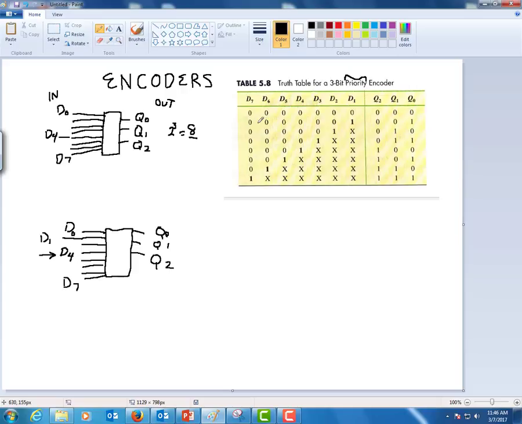Now remember, these inputs could be active high, and they could be active low. Same with the outputs. So when you're doing the problems or working in lab, make sure you understand if they're active high or active low. I hope this has been helpful to you.